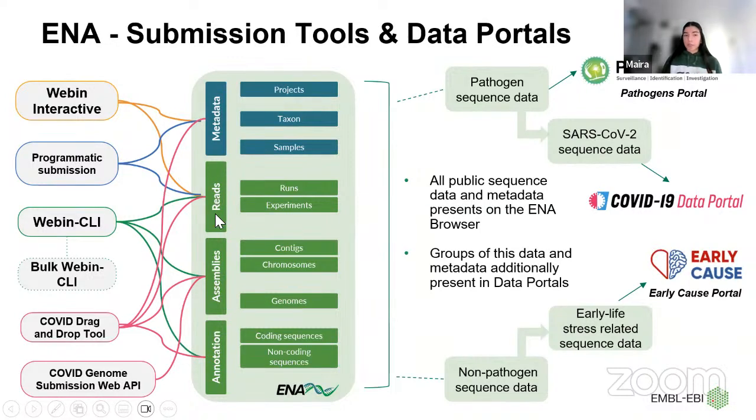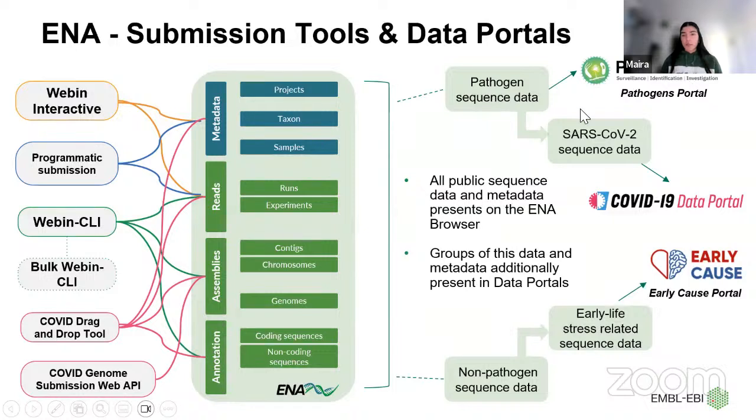You have your read objects, so your runs and your experiments, and these can be submitted interactively, programmatically, or using Web and Cloud. You have your assemblies and your annotations, and these can only be submitted using Web and Cloud. So any genomes or contigs, chromosomes, any scaffolds and coding sequences, you have to submit using the command line interface. We also have a bulk Web and Cloud tool, so if you are submitting a very large volume of reads or assemblies, you can make use of the bulk Web and Cloud tool. And then we have a couple of COVID-specific tools as well for data submission.